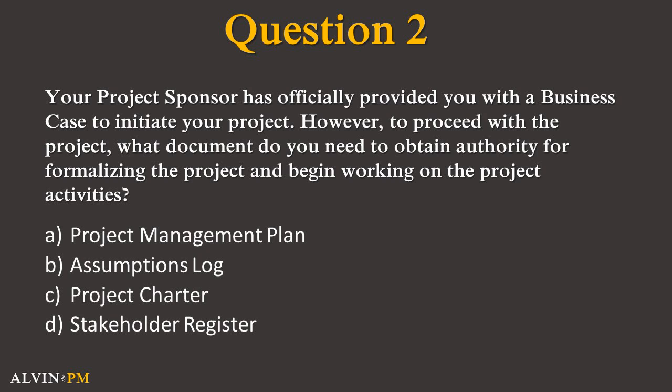Question 2. Your project sponsor has officially provided you with the business case to initiate your project. However, to proceed with the project, what document do you need to obtain authority for formalizing the project and begin working on the project activities? Is it A, project management plan, B, assumptions log, C, project charter, or D, stakeholder register? The correct answer is C.